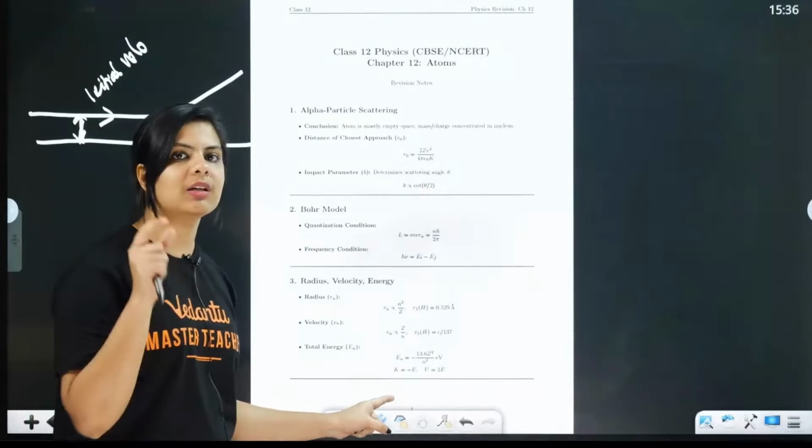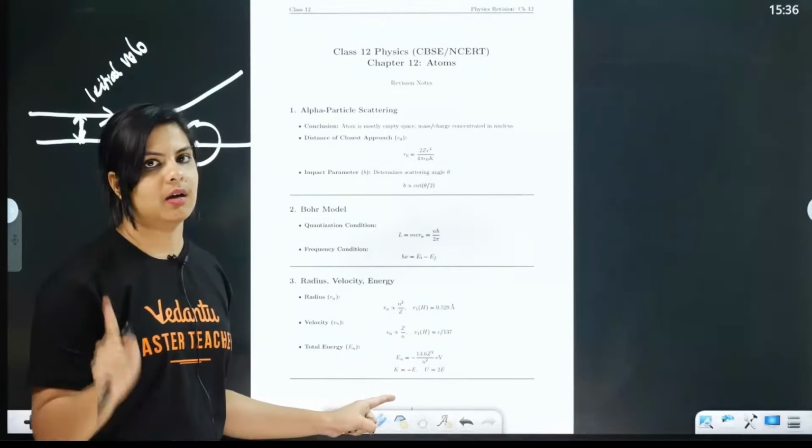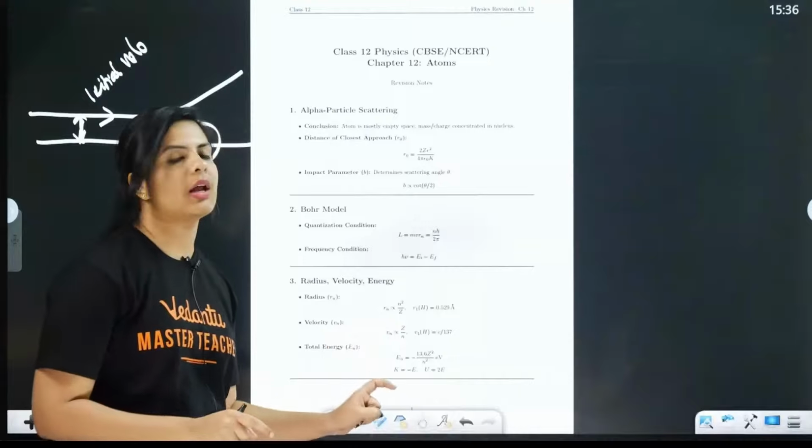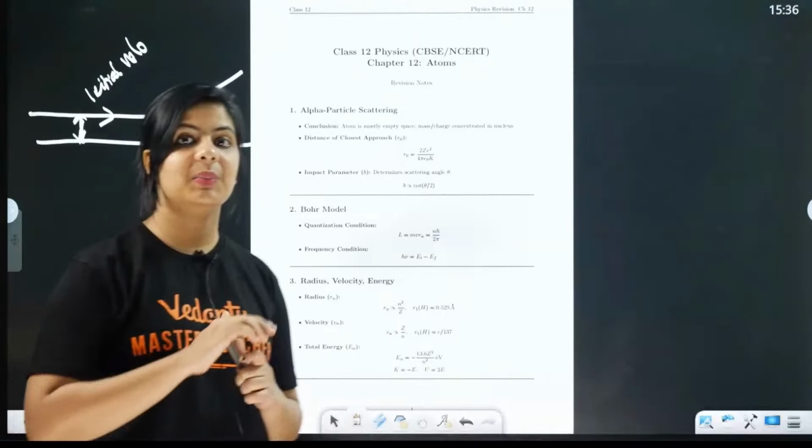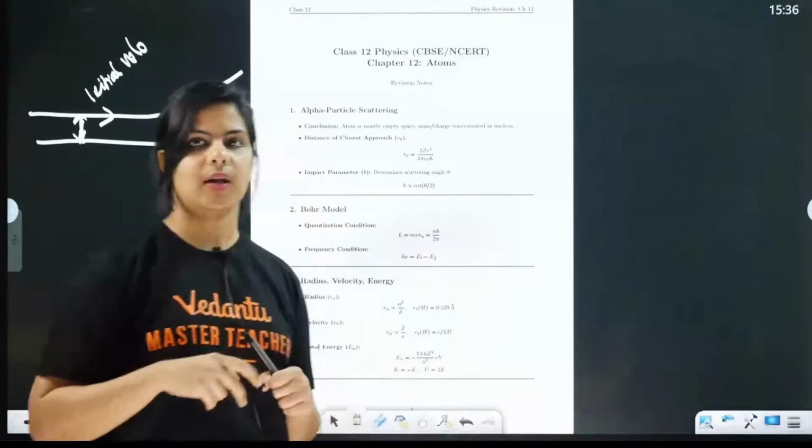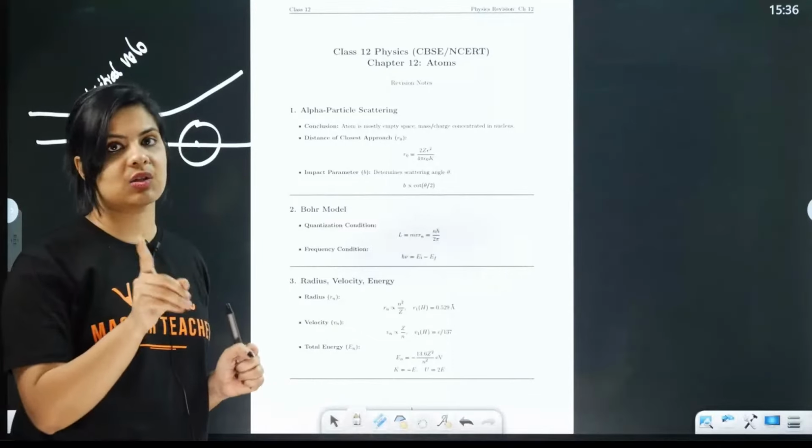And kinetic energy is equal to minus of the total energy. In the relation between total energy and potential energy, potential energy is 2 times the total energy. Total energy is negative, but kinetic energy is positive.